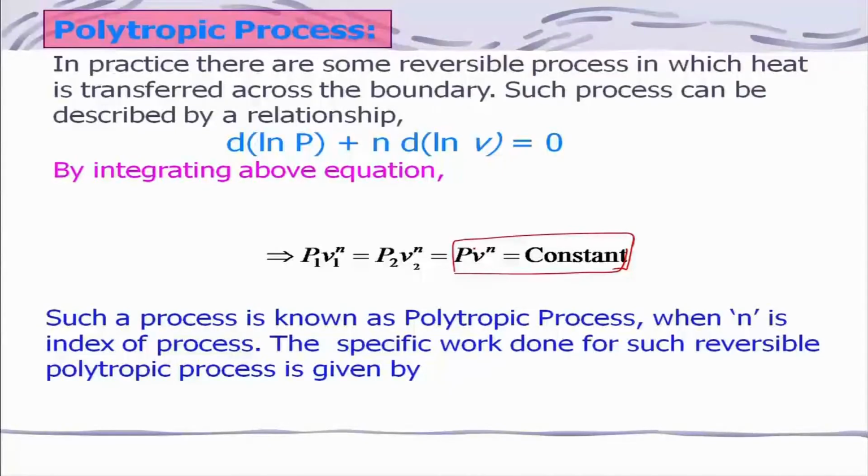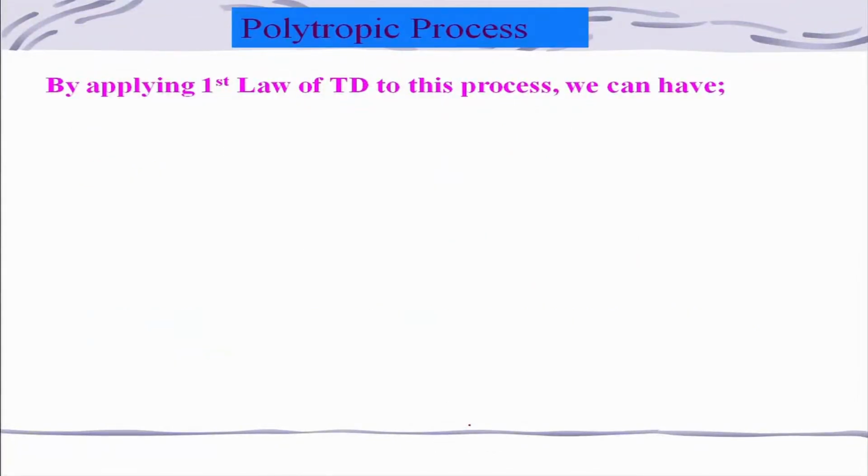The specific work done for such a reversible process can be given in a similar way to what we derived for the isentropic process: work done 1 2 is equal to p1 v1 minus p2 v2 divided by n minus 1. In the isentropic process, in place of n, gamma is used, that is all. By applying the first law of thermodynamics to this process, we have u2 minus u1 equal to q12 minus (p1 v1 minus p2 v2) divided by n minus 1. So you can apply this and get the change in internal energy, the heat interaction and the work done.